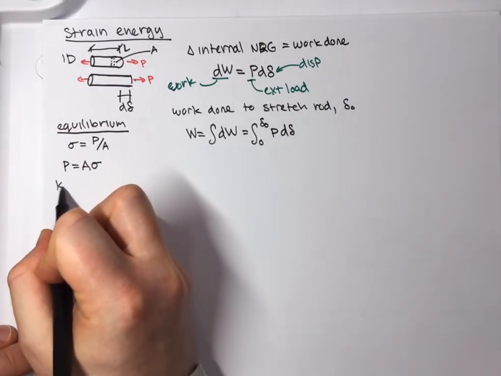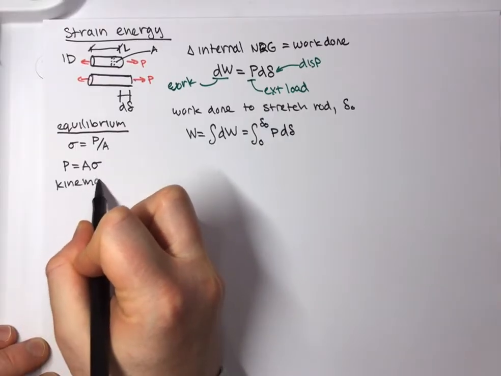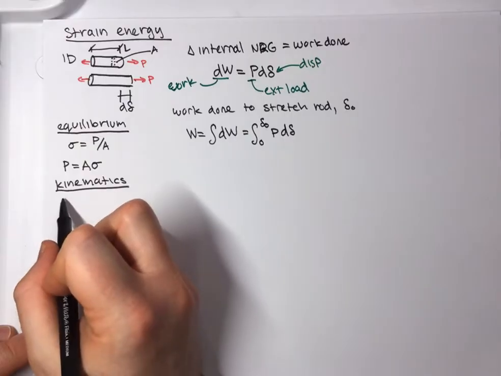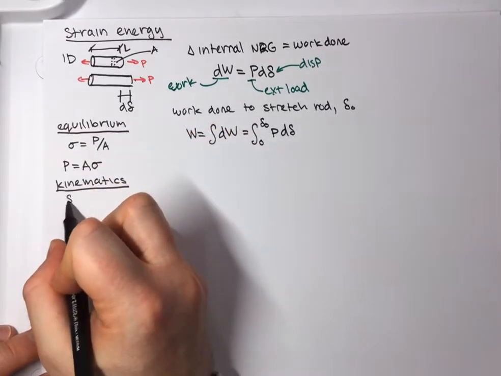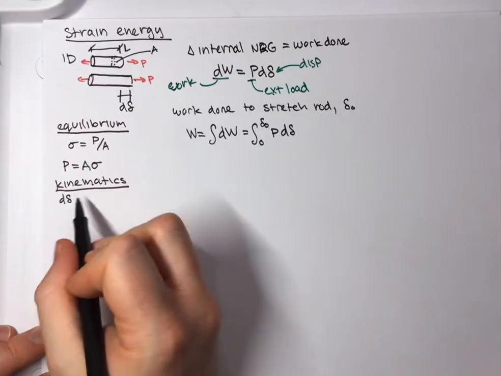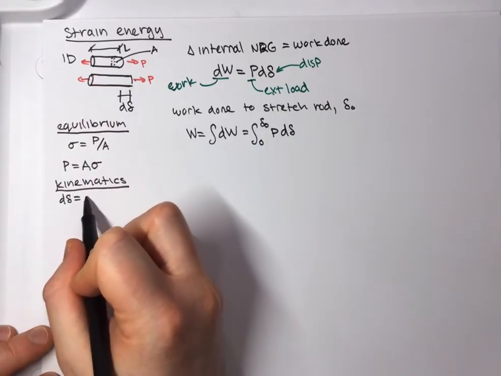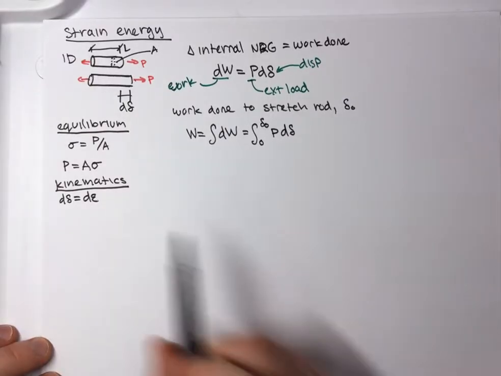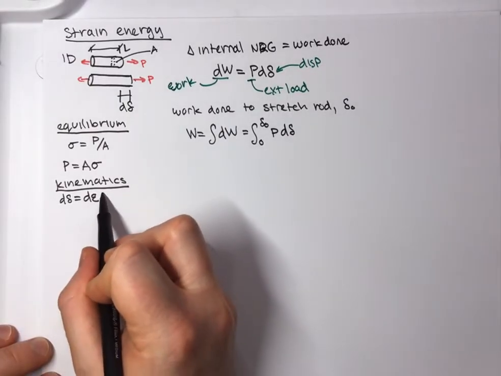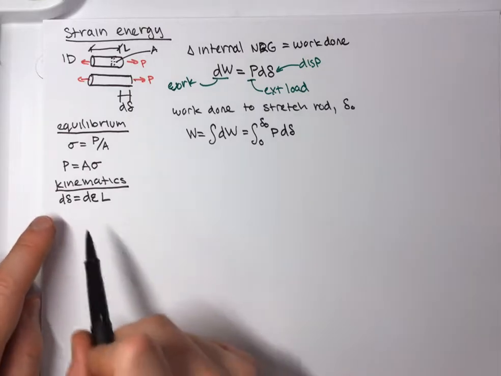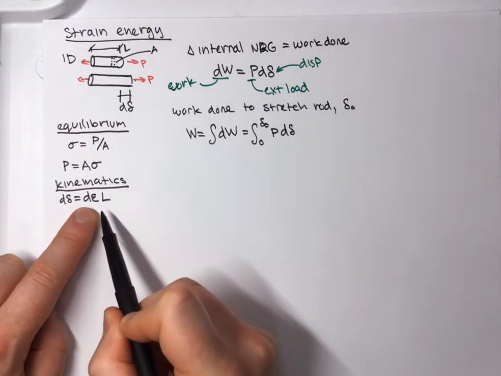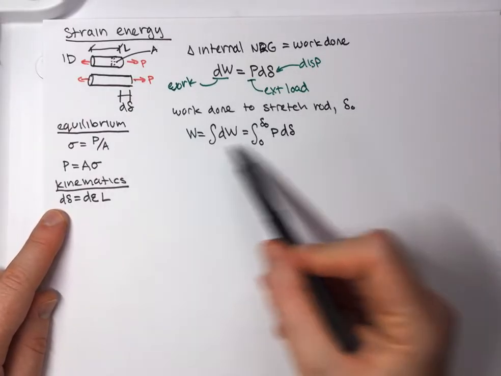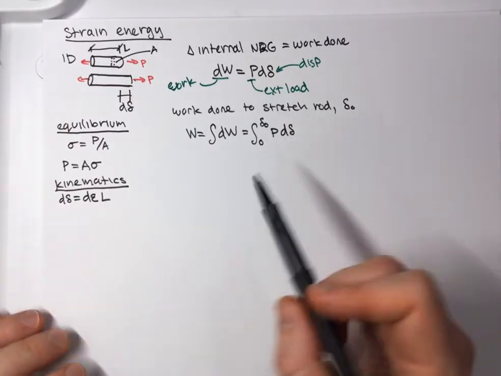The other thing that we know is we have some relationships for kinematics. And in that case, if we have some displacement, d delta, we know that that's going to be equal to some strain, which I'm going to call d epsilon. So that's going to be some small increment in strain times the initial length L. So again, we're just saying deformation is equal to strain times length. That's great. Well, look, now we have some things that we can plug into our equation over here.